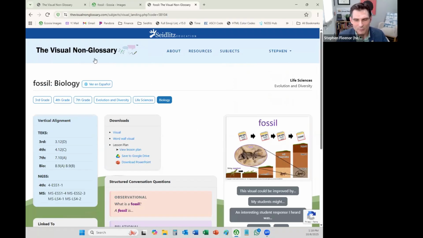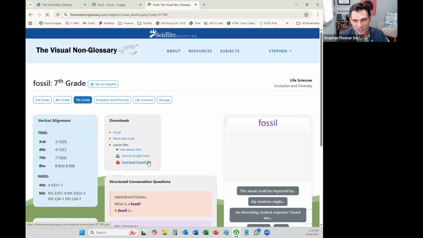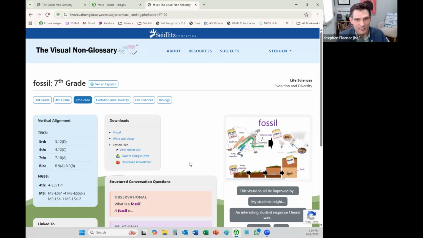We can see, for example, this word fossil, and what you will see is that these visuals and vocabulary words that appear at multiple grade levels will be differentiated based on the standards at that grade level. But I've showed you a science example. Let me show you a social studies example.